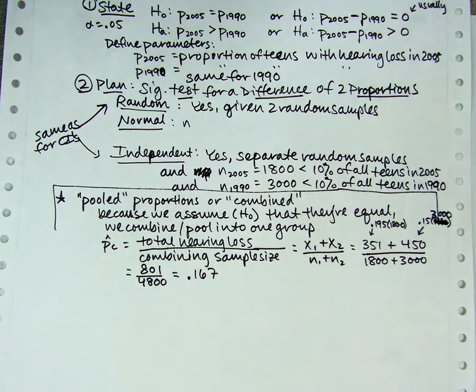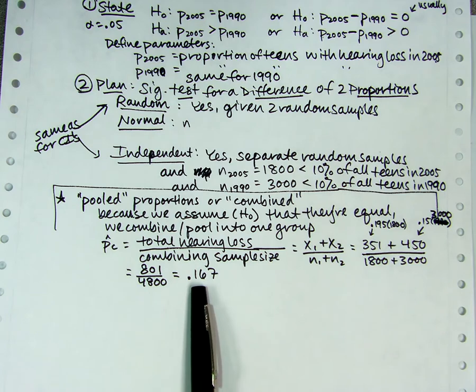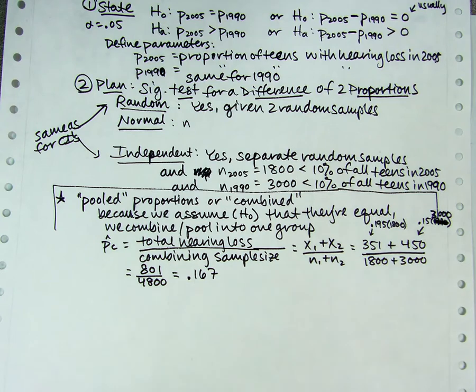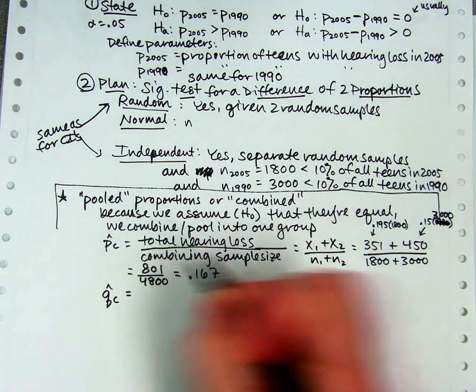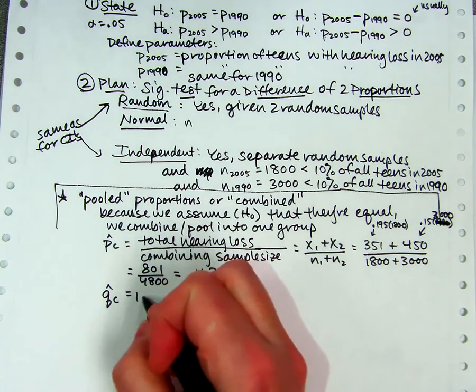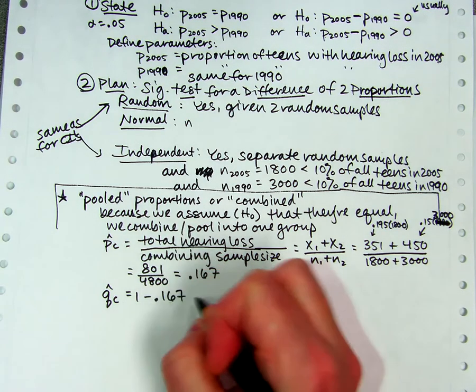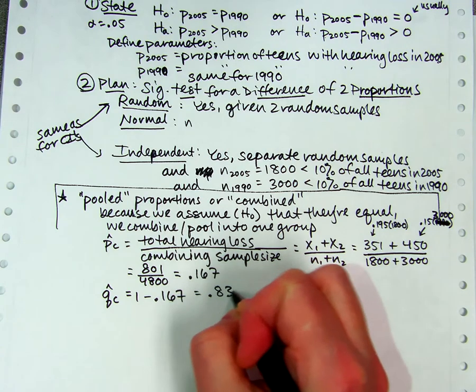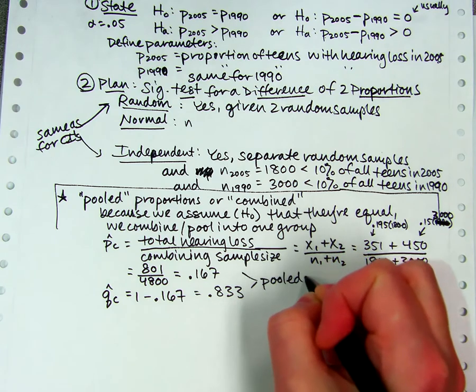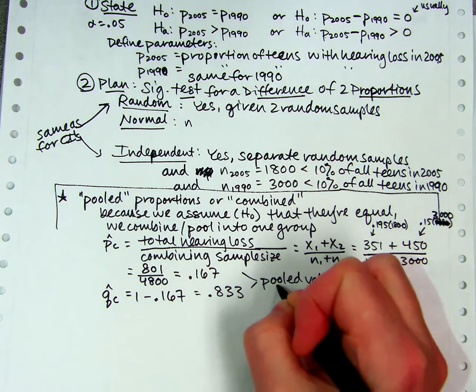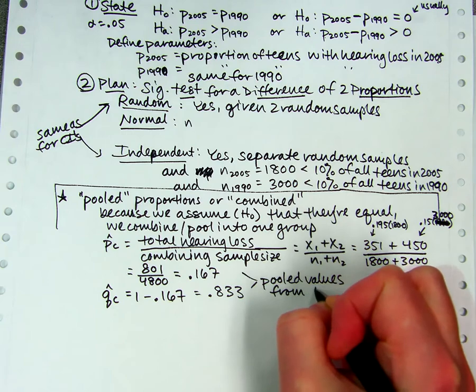If they are really equal, then this is my theoretical, hypothetical, true proportion of teens with hearing loss. It's my estimate, at least, of that. And then qc hat would be the opposite of that. So it would be 1 minus 0.167, which is 0.833. And these are the pooled values that I'm going to use that come from both samples.